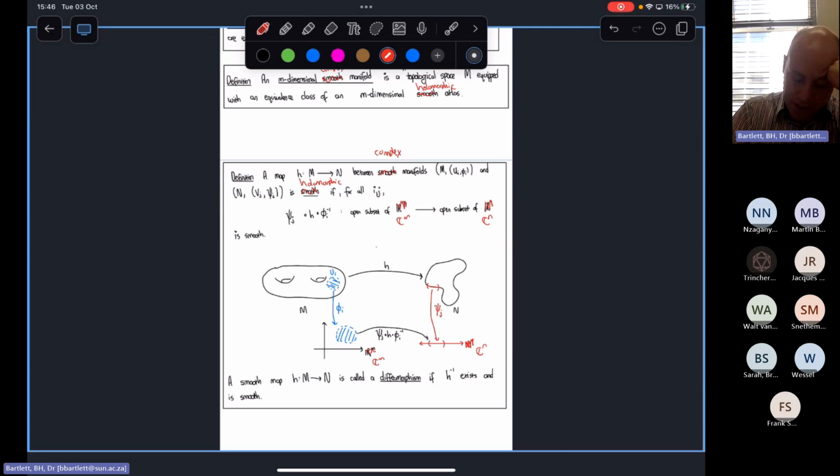So a holomorphic map between complex manifolds is called a holomorphic diffeomorphism if the inverse exists and is holomorphic.